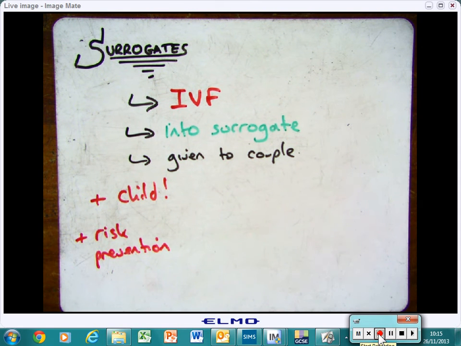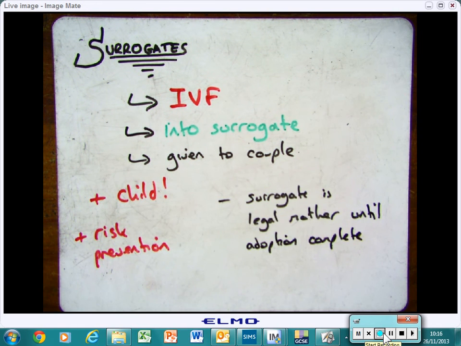The negatives, though, are again the emotional side of it. Legally, that child, until fully adopted, is the surrogate mother's. So even though it might have the DNA of the parents, because that surrogate mother has given birth to it, she is the legal mother. Now that means until that adoption is complete, she has the right to turn around and say, actually no, I want to keep this child, and then the actual parents would be able to do nothing about it. So there is a sense of risk involved there.